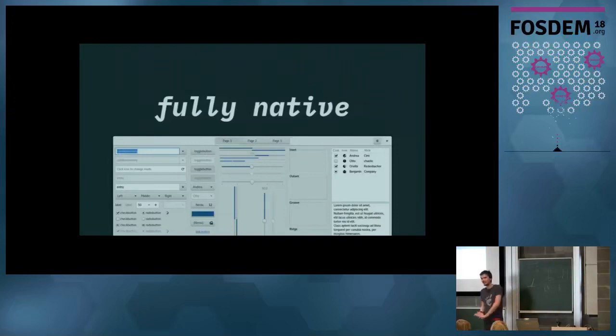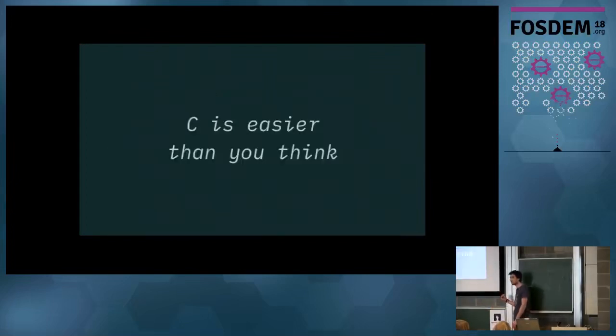So at the beginning, we tried to create an Electron app, which is not native at all. But I actually wanted to create a GTK application. So we went to write a native application for GNOME, actually. And also, C is not that hard.